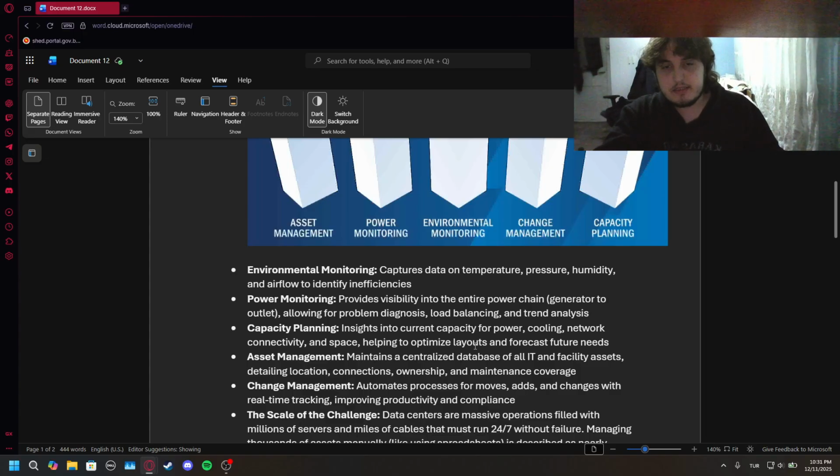Capacity planning. Insights into current capacity for power, cooling, network connectivity, and space, helping to optimize layouts and forecast future needs. As it explains pretty simply, capacity planning is basically how much space you have and how much you can utilize that space, and that's why you need to plan your capacity.